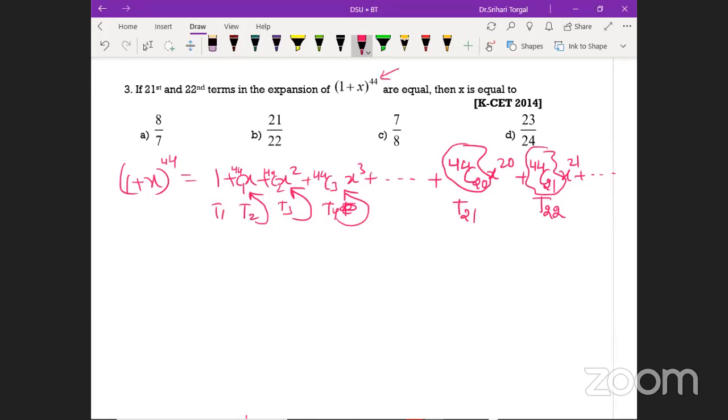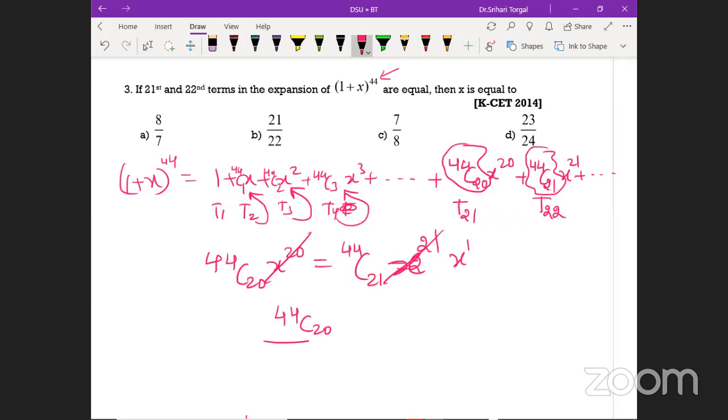Exactly. See here, 44 is there. 44c20 x^20 is equal to 44c21 x^21. Cancelling, we are left with x only. Now 44c20 divided by 44c21 is equal to x. Okay, now I will tell you one small trick. You can get the answer directly.